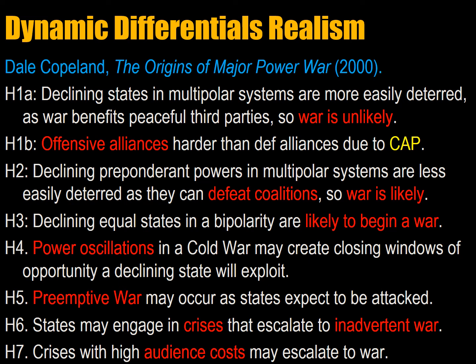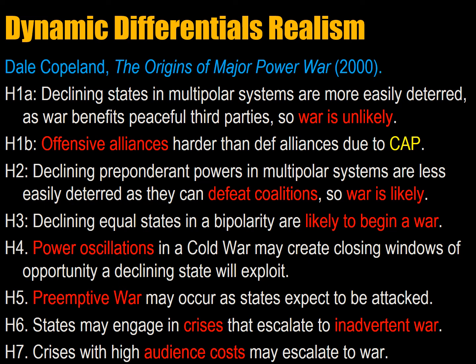Hypothesis 5. Preemptive war may occur as states expect to be attacked. So maybe the U.S. thinks it's not starting the war against China. Maybe the U.S. detects a large Chinese convoy. It thinks it's going to be used to invade Taiwan, and so the U.S. acts. So maybe the U.S. acts preemptively, thinking they're not initiating the war, but they're acting before a war would start. And maybe they could be mistaken.